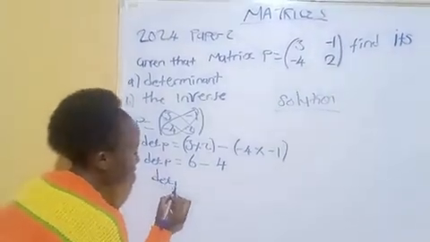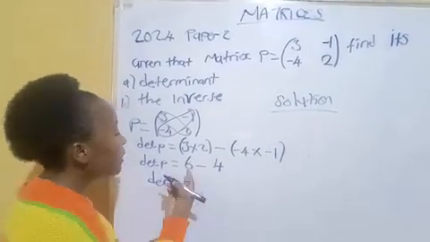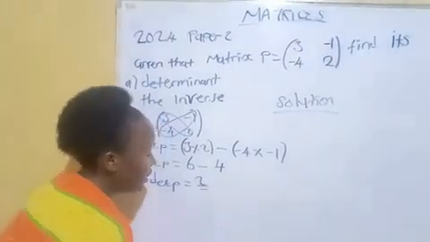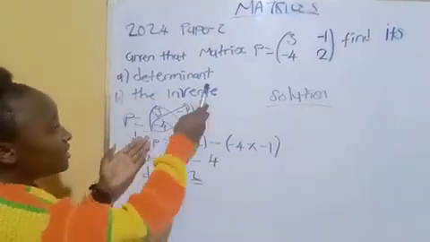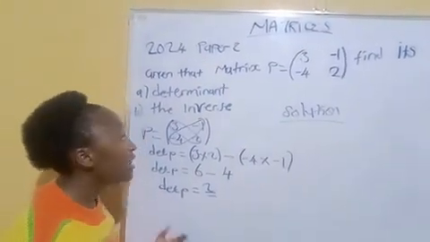Determinant P is equal to 6 minus 4. You can actually use your head or your calculator. 6 minus 4 is going to give you what? 2, +2. So we found that 2 is our what? Our determinant. Okay. Now after finding the determinant, is there any question on the determinant? Understood? Okay, let me proceed.